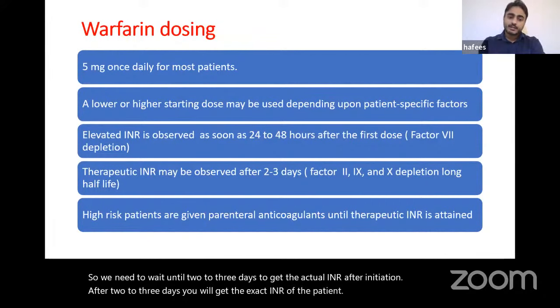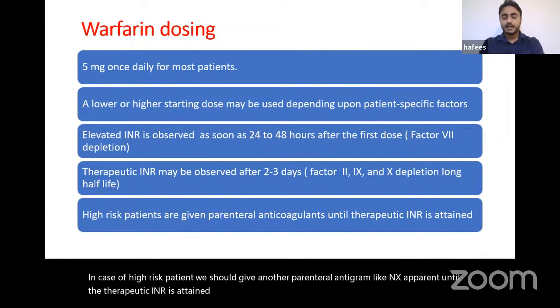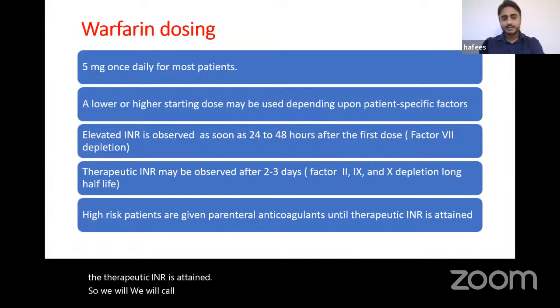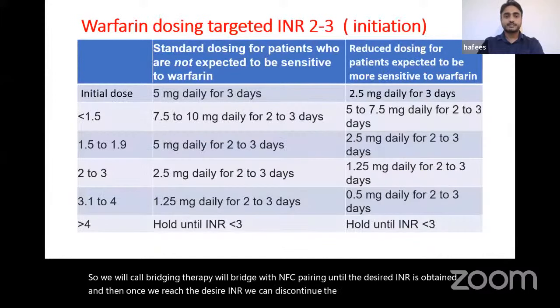In case of a high-risk patient, we should give another parenteral anticoagulant like enoxaparin until the therapeutic INR is attained. We call it bridging therapy. We will bridge with enoxaparin until the desired INR is obtained, and once we reach the desired INR, we can discontinue the parenteral anticoagulant.